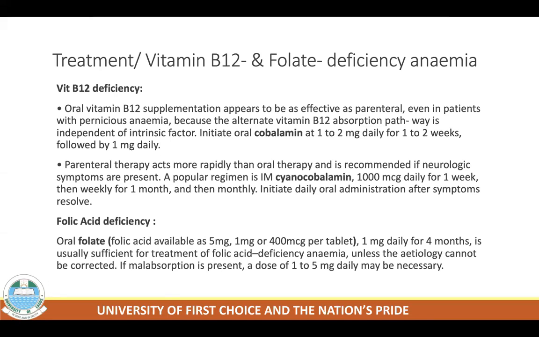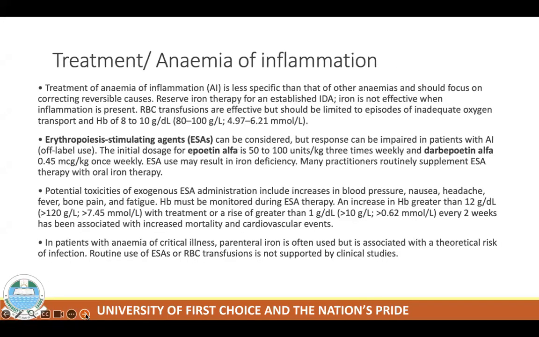So, like I said, oral folic acid, 5 milligrams daily, even though recommended is 1 milligram, but what's available here locally is 5 milligrams. This is usually sufficient to treat the folic acid deficiency anemia and correct it. But like we said, if you can't correct, then you supplement regularly.